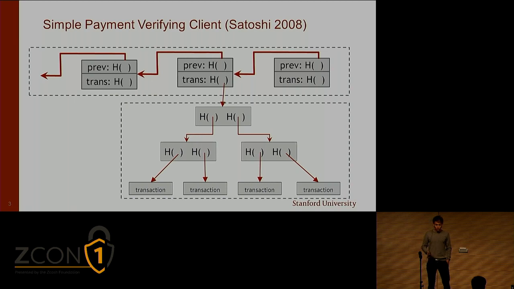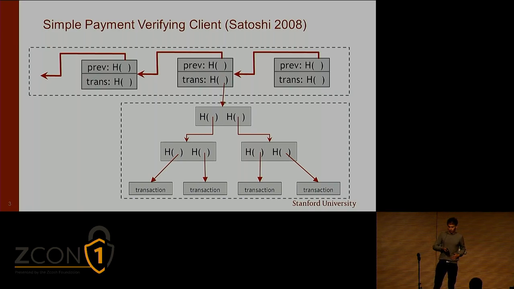Satoshi, even when writing the Bitcoin white paper, foresaw this problem and said that maybe not everybody has to run a full node, but we can have something called a simple payment verification client, or an SPV client, also called a light client, where the idea is that the light client only stores the headers of the blockchain and not the whole transaction data.